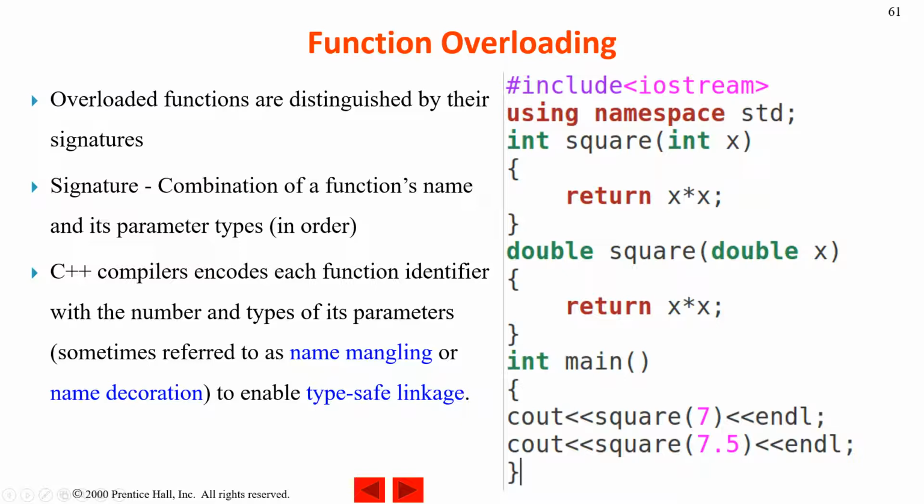Coming back to what we were discussing, the name is square, the name is square, so the name is exactly the same. The return types are different, but we don't care about the return type. The return type is of no significance when we are talking about function overloading. The only thing of significance is the type of the variables and the order in which they occur. The name of the variable is also not important.